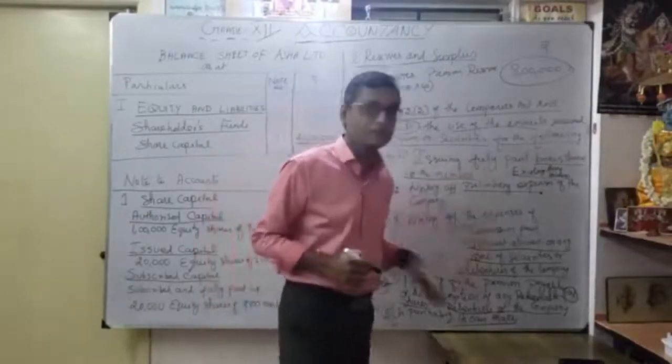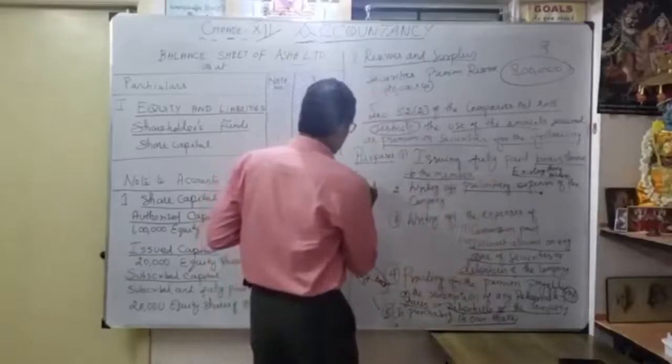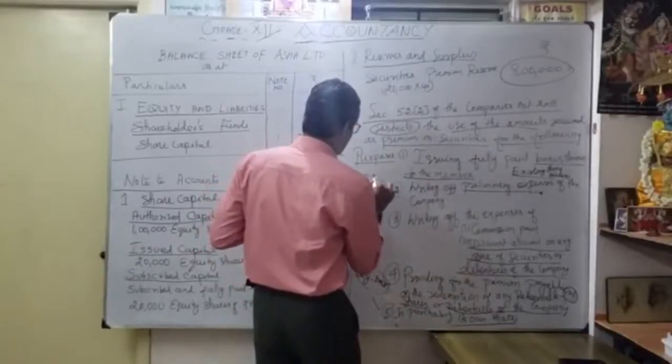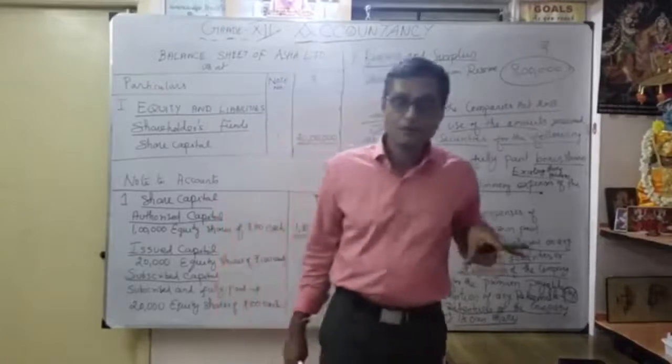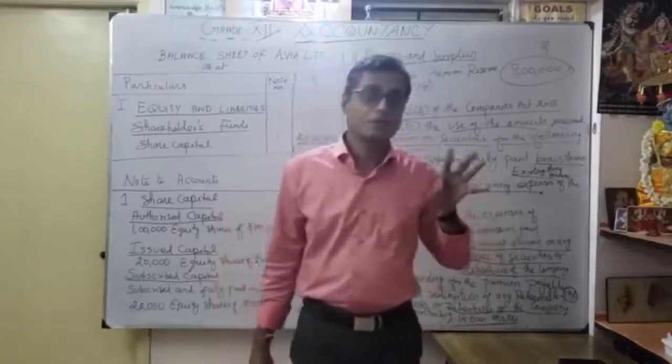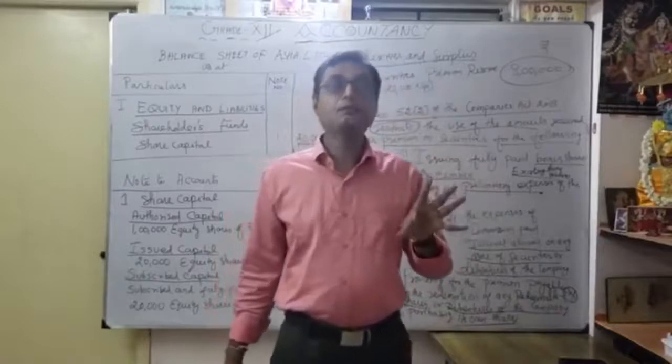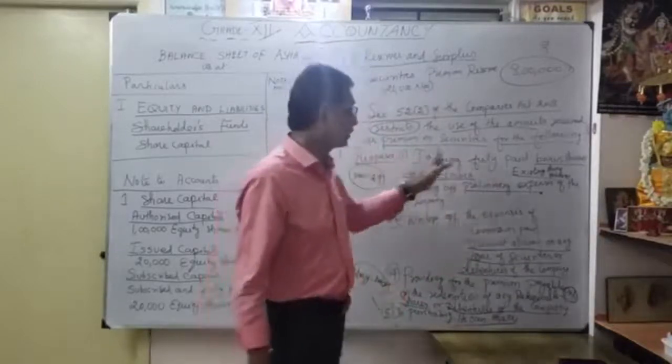You can see this information inside the book, page number 29. So go through it there also. These 5 points are very important. Sometimes they will ask what the purposes are for which the securities premium can be utilized, so you want to read all this information.